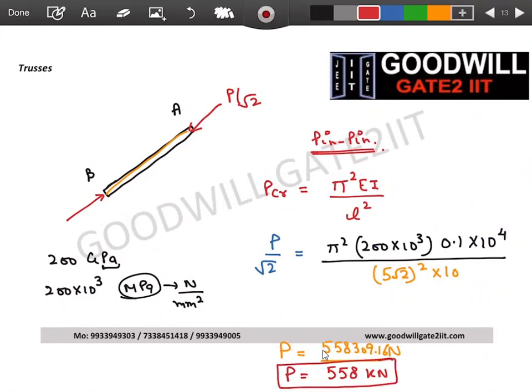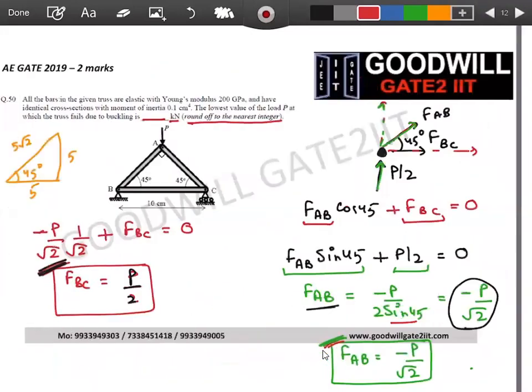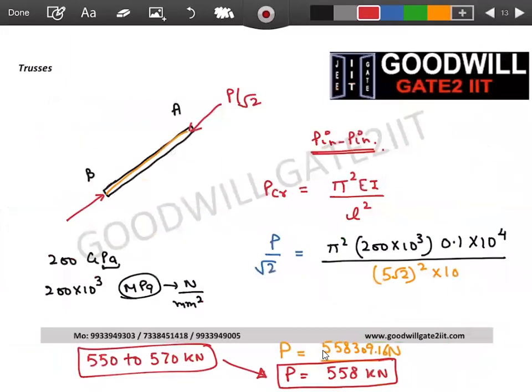Always make sure you do this when it is a fill in the blank numerical. And if I see the official key, the official key is 550 to 570 kilonewtons. So this is the perfect answer, which is lying inside the range. This was asked in 2019. I'm waiting for a few seconds. If you have any doubt, please let me know, guys. Otherwise, I'll go to the next GATE numerical.